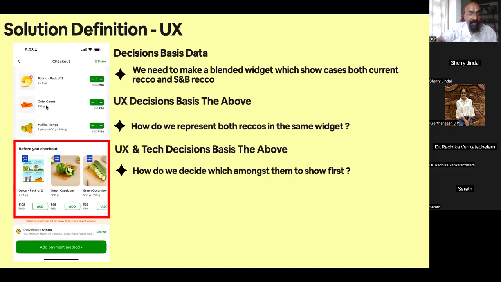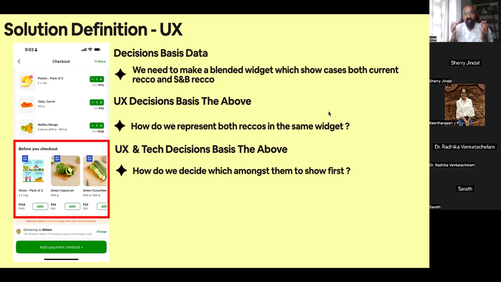Second, if we are to take this choice, from a UX standpoint, how do we represent both recos in the same widget? This is the question that you pass on to your design team, saying, well, data suggests this, folks. And if you agree, how do we make this choice here? And then the tech decision comes in as well.